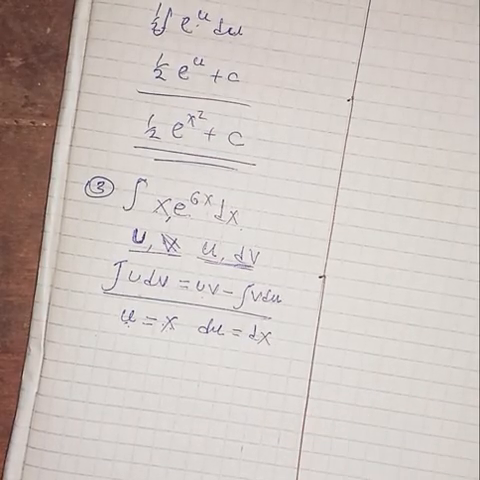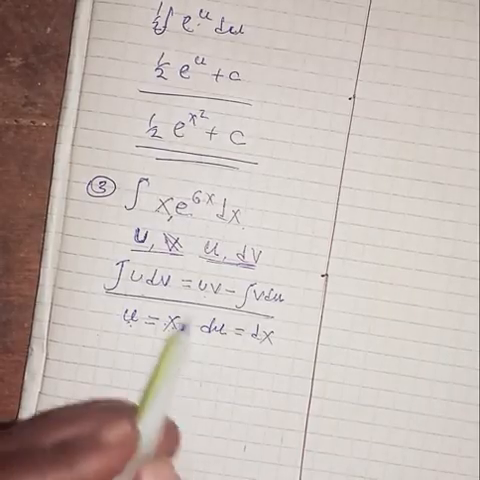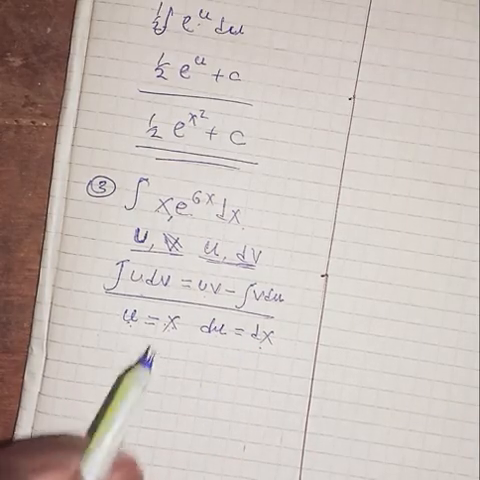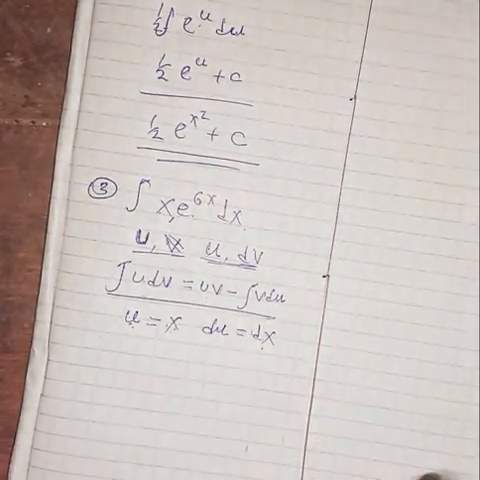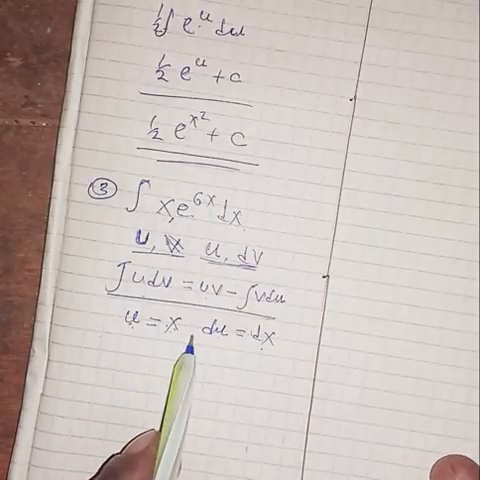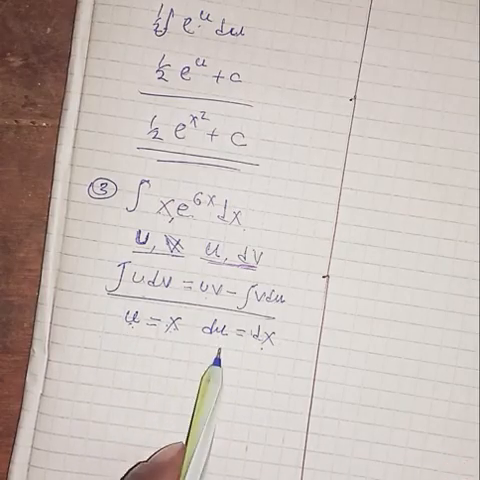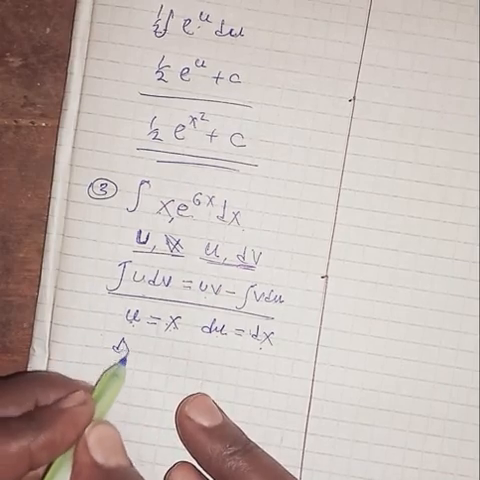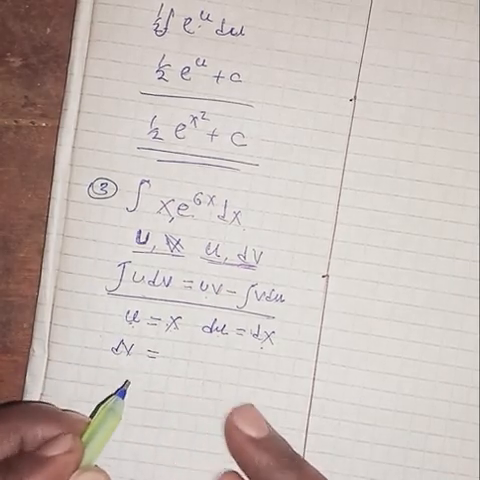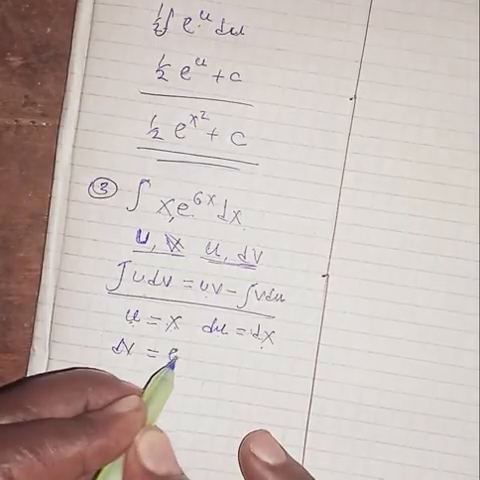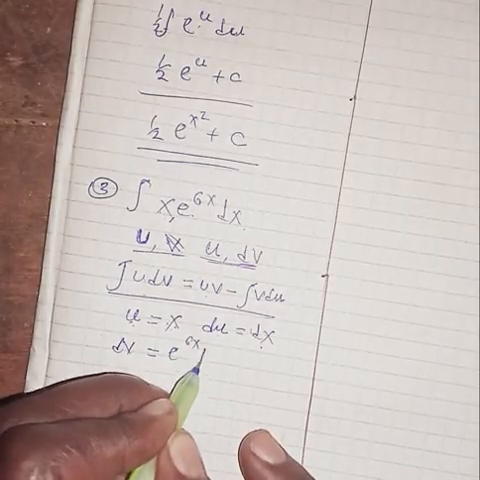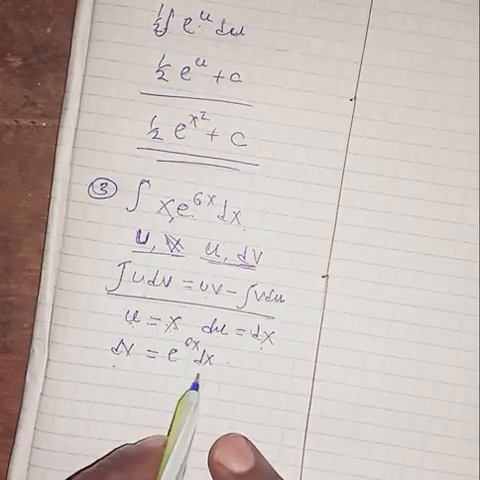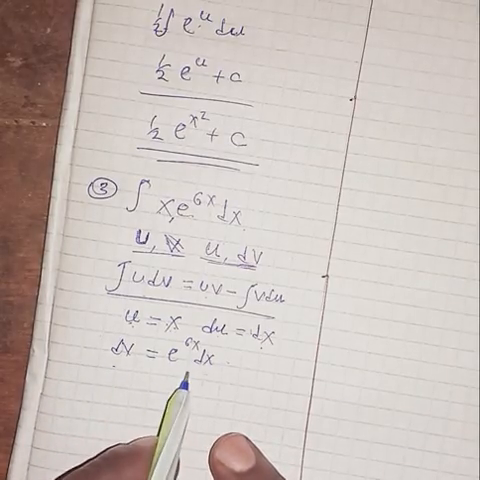Hope you are getting it, because you differentiate u with respect to x. There is 1 here, so you will always take as u that part which is easy to differentiate. And for dv, take the other part, which is in the differential form. dv is always in differential form.